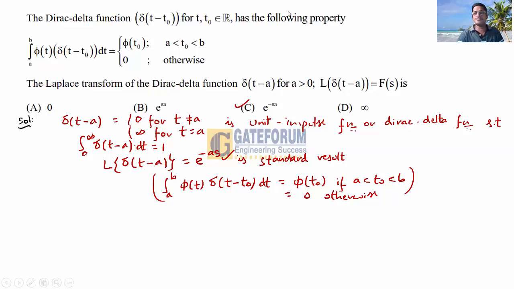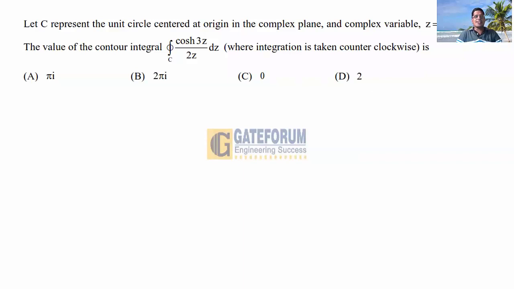Standard result directly. The question is: let C represent the unit circle centered at the origin in the complex plane, and complex variable z is equal to x plus iy. The value of the contour integral over C of cosh 3z divided by 2z dz, where integration is taken counterclockwise, is. Four options A, B, C, D are given. This question is from engineering mathematics, from the topic complex variables and subtopic complex integration. So the curve is a closed curve. Unit circle means radius 1. Center origin is already given. Counterclockwise is the given direction of the curve C.